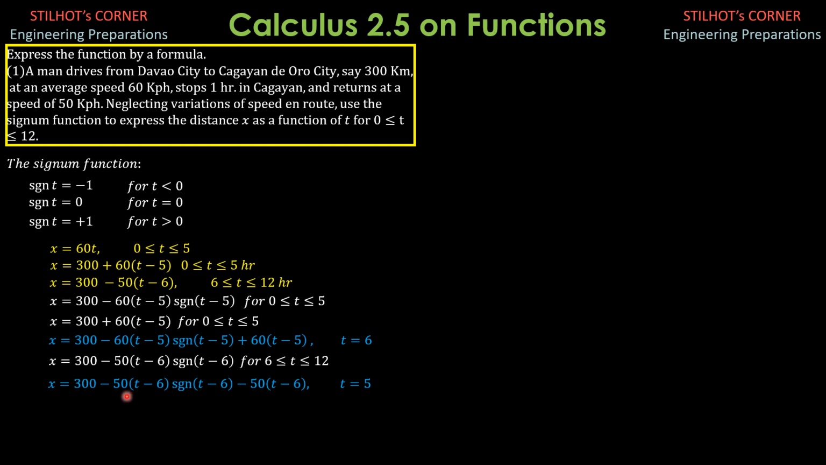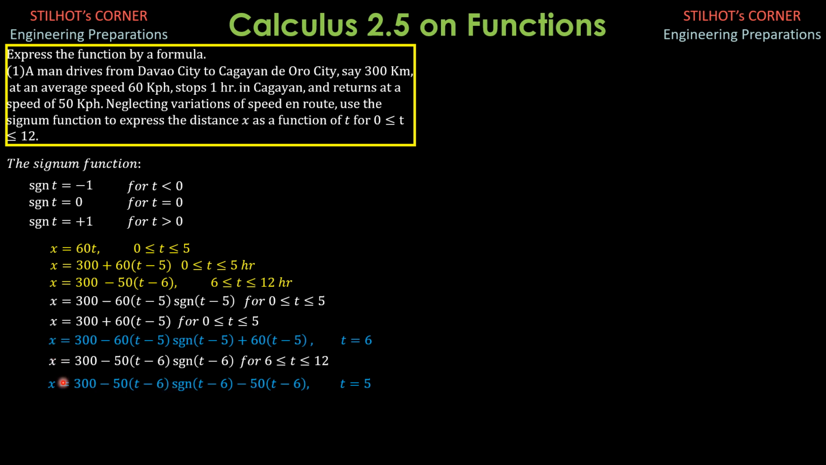So if we check, this is minus 50 times (5 − 6), so it is positive 50. And this is negative 1 because 5 − 6 is negative, so negative 1. So that means 300 minus 50 is 250. 300 minus 50 times negative 1, so positive 50 times negative 1, so 250. Then this is negative 50 times (5 − 6), so positive 50. So that goes back to 300 kilometers. So take note that this is also correct.